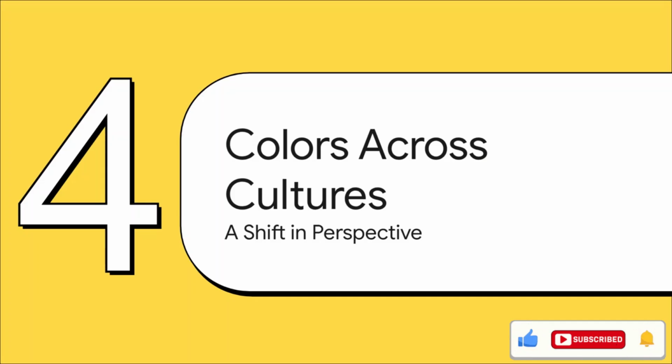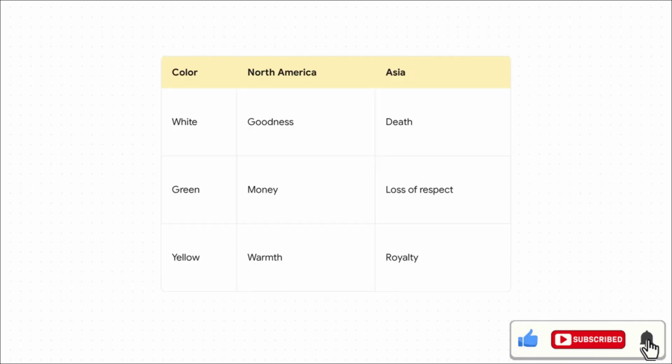On to section 4, color meanings across cultures. Let's look at a shift in perspective. Because nature isn't the only rule book out there. Human culture completely changes what colors represent. Just look at this stark contrast.